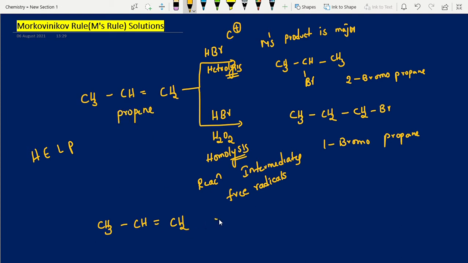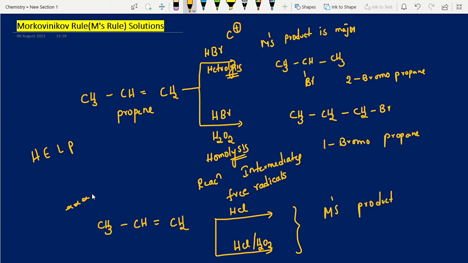Next. Here what is this? HF or HCl. I gave the question HCl, no? HCl, and this is HCl in the presence of peroxide. In both cases, the Markovnikov product is the only major one. Whether you are using peroxide or not using peroxide, the Markovnikov product is the only major one. So CH3, CHCl, CH3.